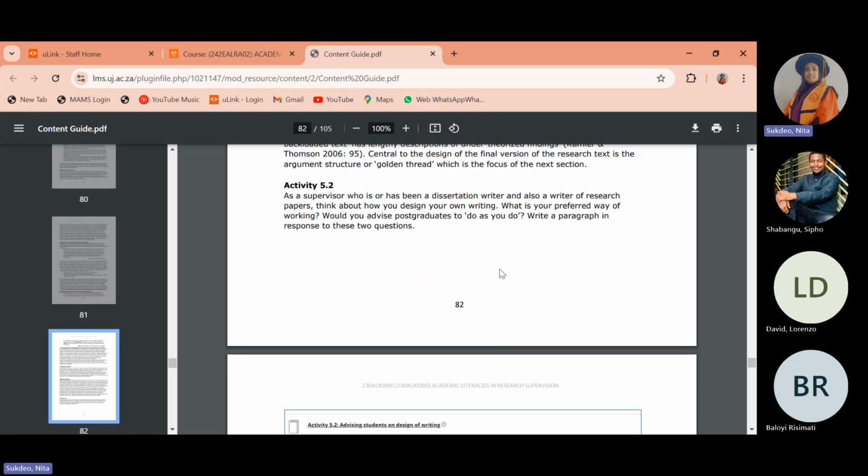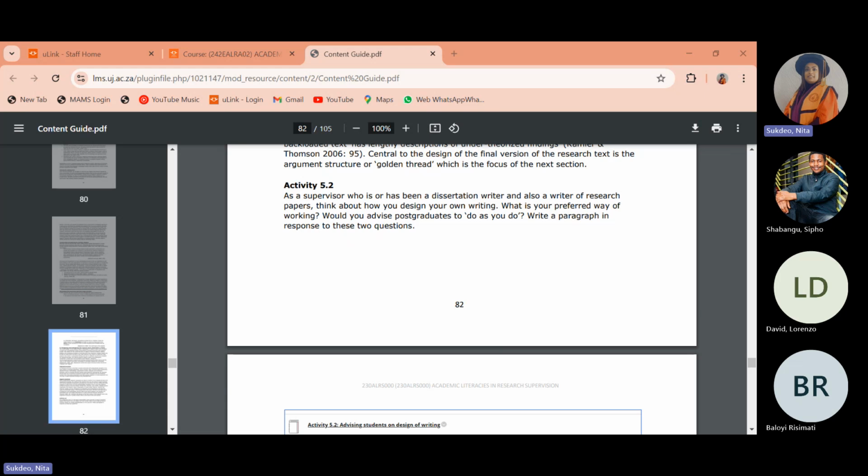What is your preferred way of working? Would you advise students to do as you do? Write a paragraph in response to these questions. So I think we've kind of touched on that. What is your style? Just because I do it as a researcher and because I write in a certain way, I'm basically imposing my ideals and how I do things onto the student. But obviously now I've become a bit flexible, because starting off as a novice supervisor, not just a researcher, we learn and improve along the way.